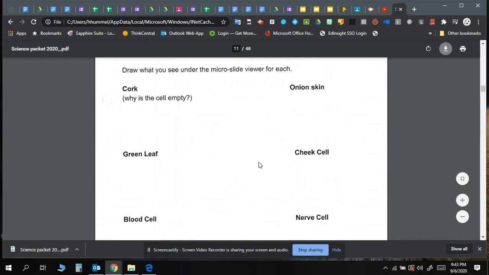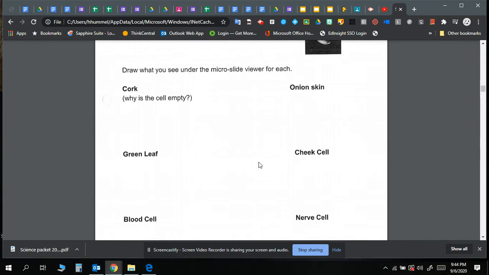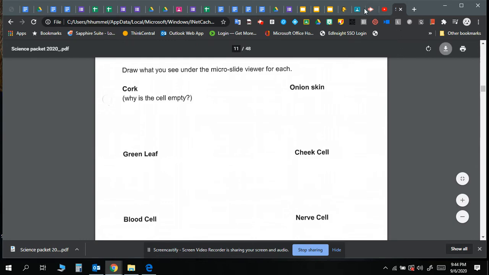If you happen to not be able to find your science packet, just grab a piece of paper and label it just like this paper is, and then you can draw what you see on that piece of paper. Okay?